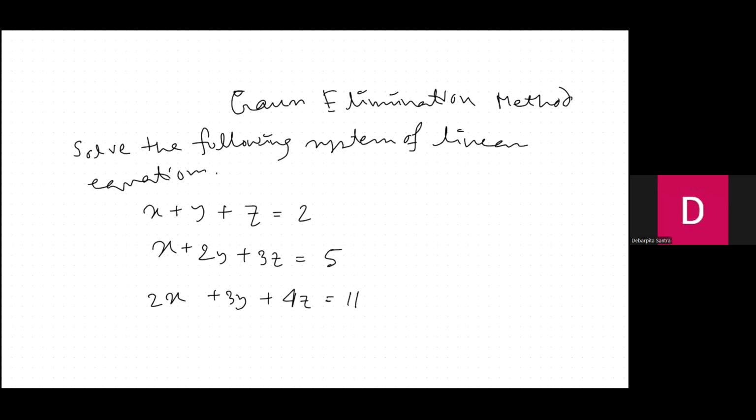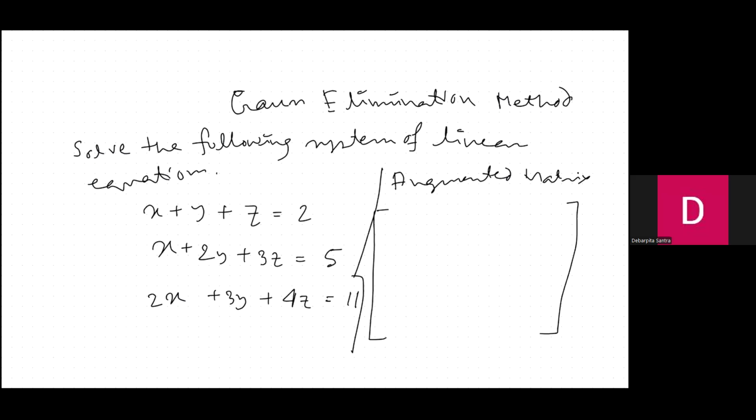Now what we have to do? First we have to make the augmented matrix. That is step 1. Augmented matrix. So how can we form this? We already know it. From equation number 1, what are the coefficients of x? That is 1, y is 1. For z, the coefficient is also 1. On the right hand side, we write 2.